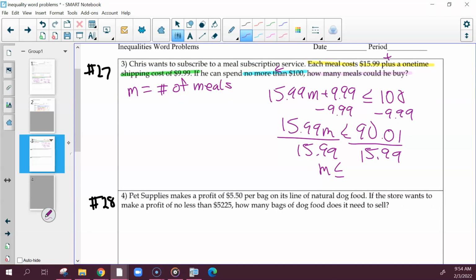What do you get? $5.63. Are you looking for cost though? What are we looking for? Number of meals. The number of meals can't be a decimal, so we need to round. Now the question is, do we round up or round down? In normal math rules we would round up, but if we rounded up, would we go over our limit? Yes. We can't make up a meal that's not there, so we have to round down.